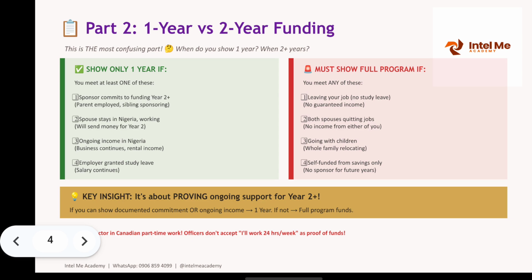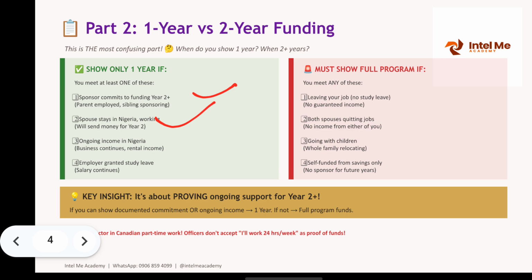Now you must meet at least one of these criteria. Your sponsor, which could be your parents, anybody that is sponsoring you, has shown that they are going to pay for your second year, with evidence. They show that they are going to pay for your second year. That way you can cover only your first year tuition and living expenses, and you're good to go.